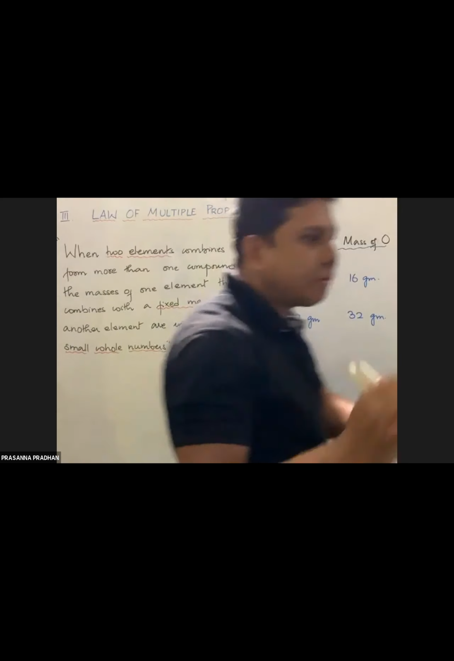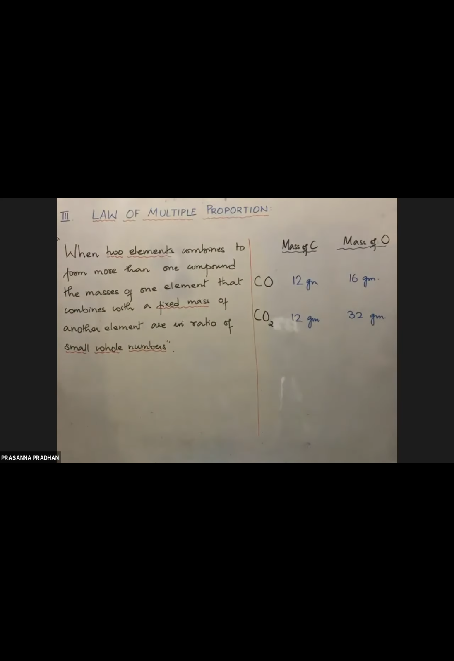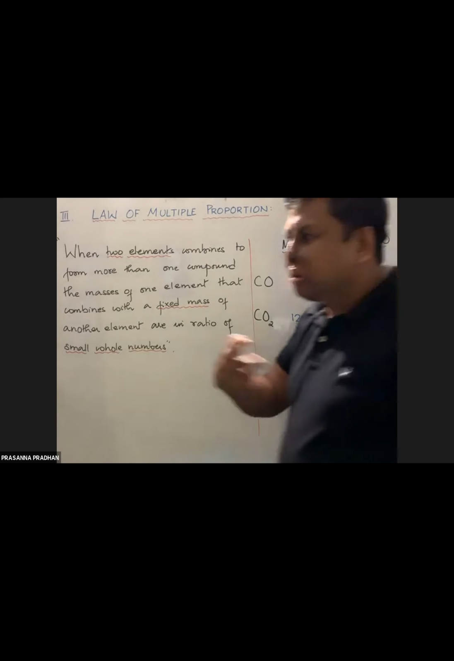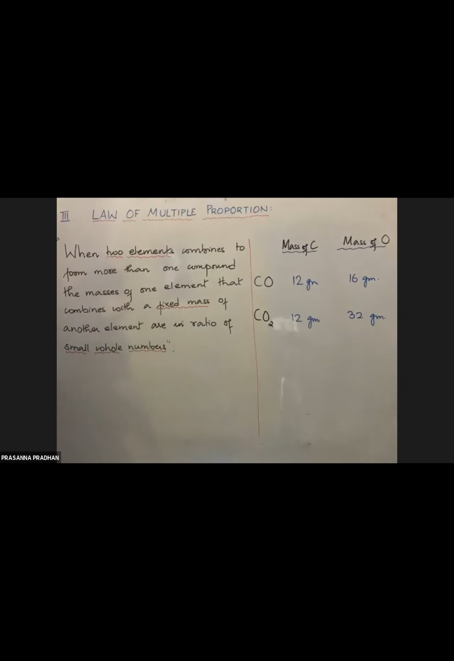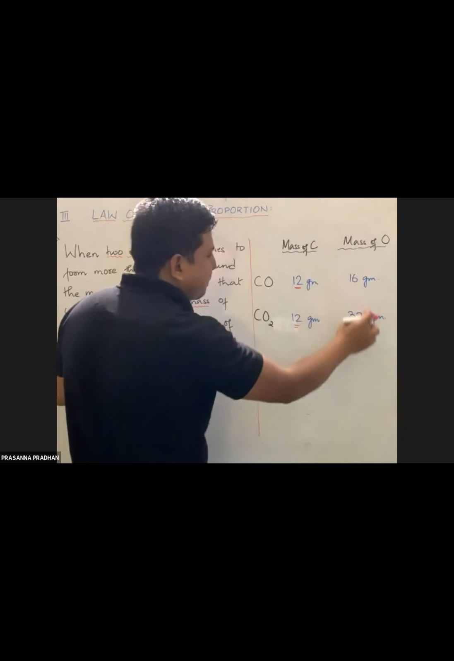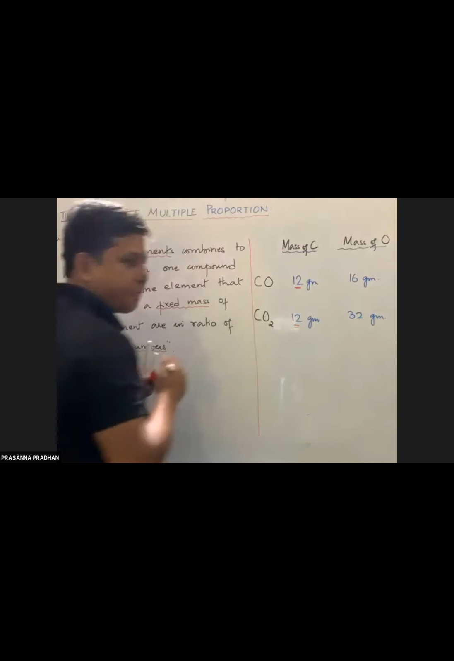Whose mass you fix is up to you. So the mass of any one element which combines with the fixed mass of another element. By looking at this problem, I see the mass of carbon is already fixed, right? The mass of carbon in both compounds is fixed at how many grams? 12. Here also 12. But the mass of oxygen is not fixed. Here it is 16, here it is 32.